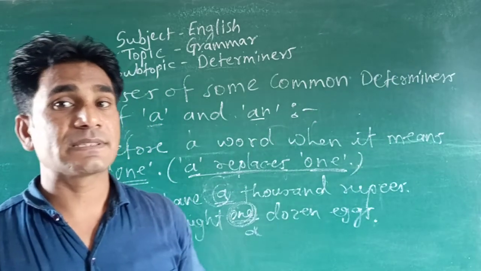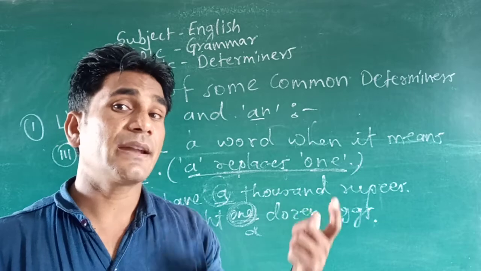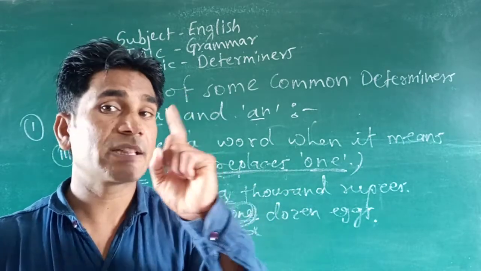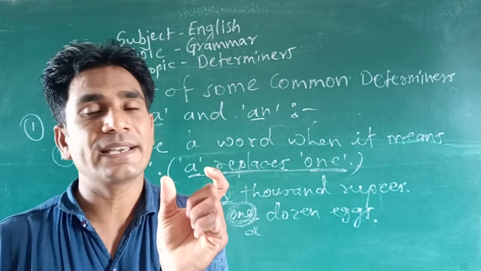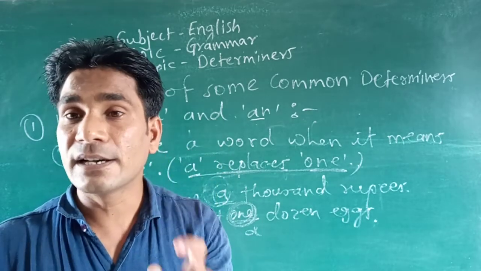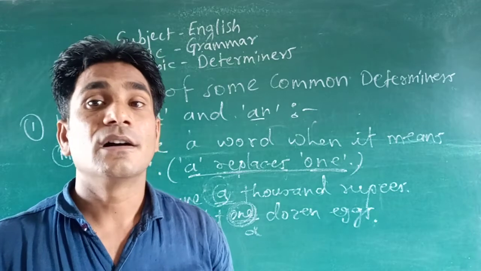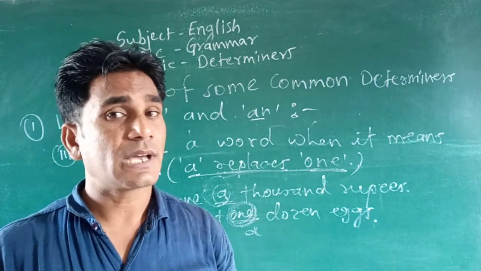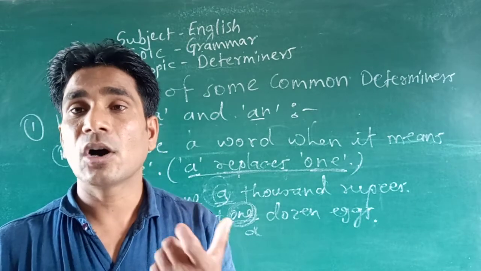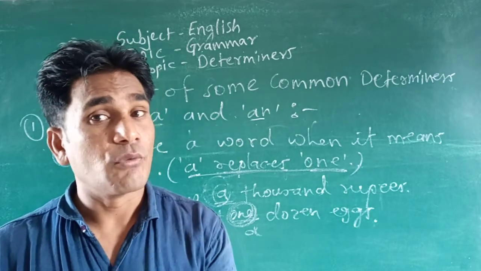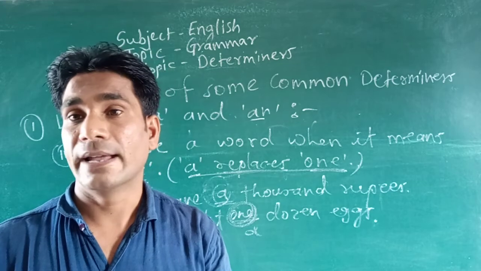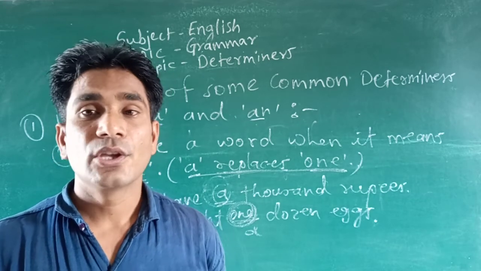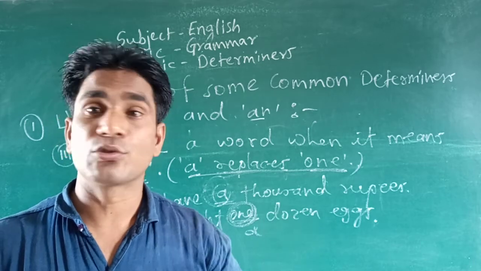As we have seen in the previous example, I met a man, meaning one man. That word one is replaced there with the article a. So this is what I want to tell you: a or an replaces one. Got it? I hope you have understood this use also.